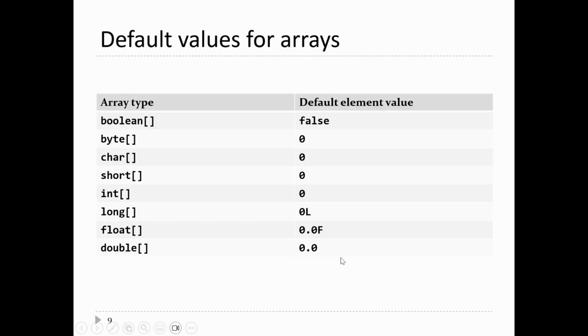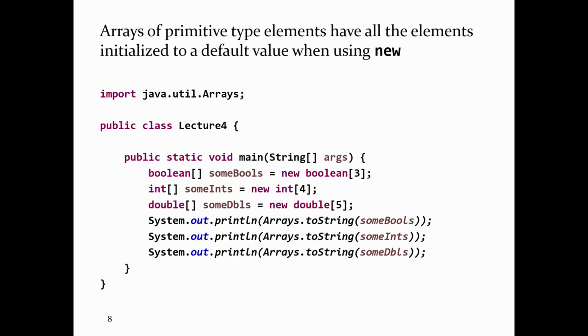Another slightly awkward thing about using arrays in Java is that you can't print an array directly. So if I write System.out.println and then some bools, what you get back is just some strange number. It's some strange combination of numbers and letters. If you actually want to print out the elements of the array, you have to ask another method to convert the elements of the array to strings and then print out the resulting string.